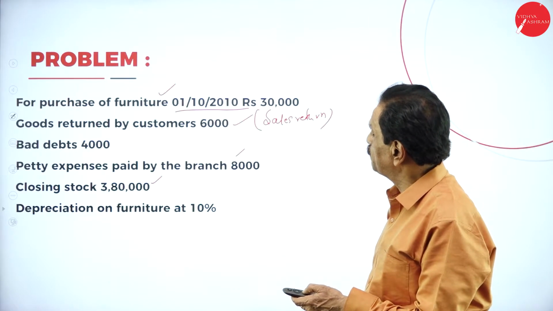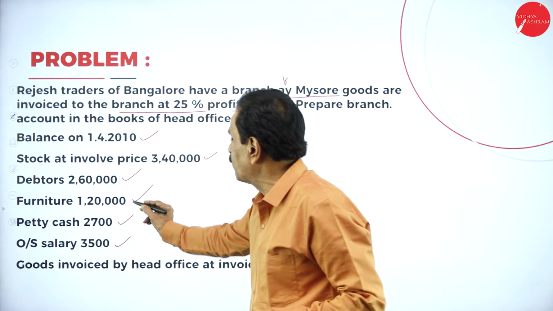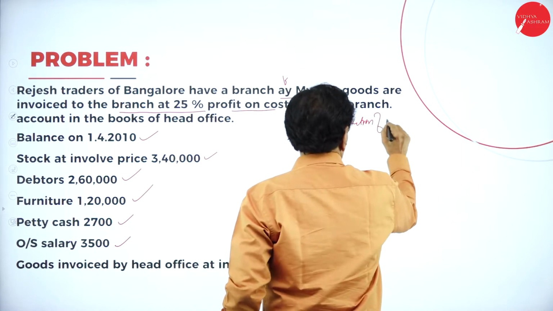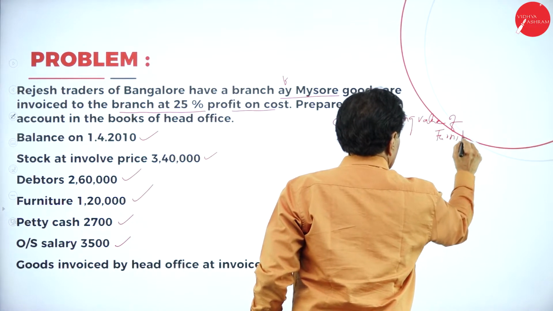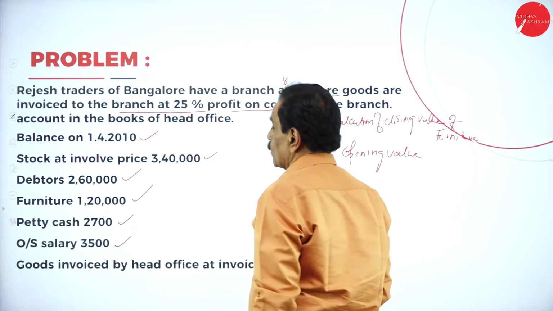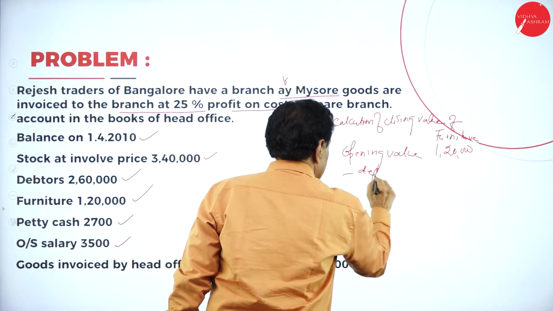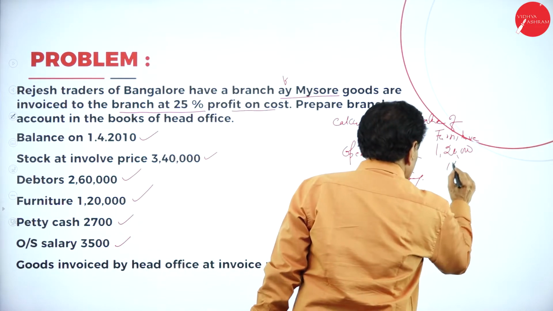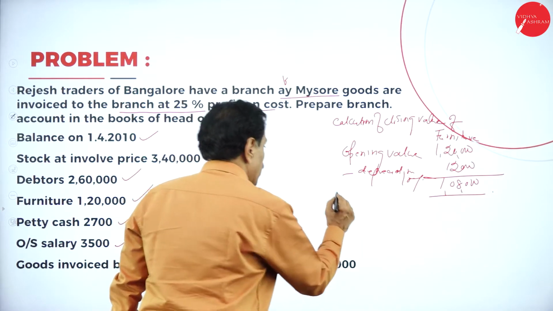Regarding the furniture. What's the opening value of furniture here? If you see that, opening value of furniture 1 lakh. Calculation of closing value of furniture. Opening value of furniture 1,20,000 minus depreciation 10%, it will come 12,000. It becomes 1,08,000. Old.